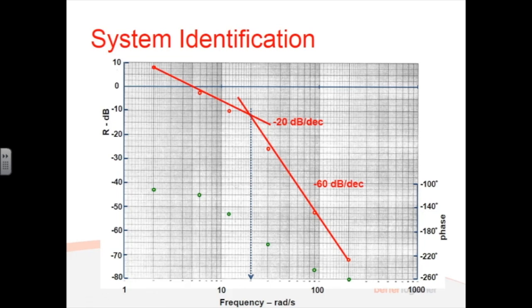So what have I got? An integrator. It's the only thing that's got an initial slope of minus 20. There's an integrator present here. Then I've got a corner where the slope changes from minus 20 to minus 60. So what's the change in slope? Minus 40. What gives me a change in slope of minus 40?